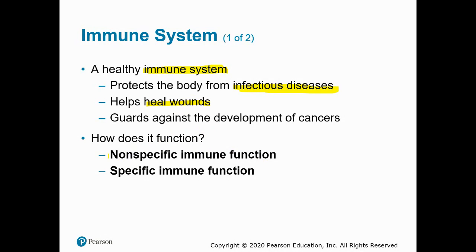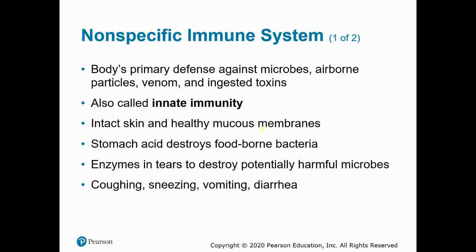We can basically say that we have 2 parts to the immune system: our non-specific or innate immune system, and our specific or adaptive immune system. So non-specific is basically all of our primary defense mechanisms. These are happening all of the time. Our non-specific immune system is basically working all day. So our primary defenses against microbes, bacteria, viruses, airborne particles, toxins in the air, snake venom, and any ingested toxins that come in through our food. Non-specific is also called innate because it's the type of immunity that we're born with.